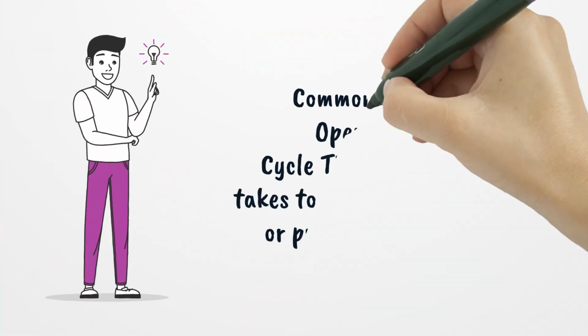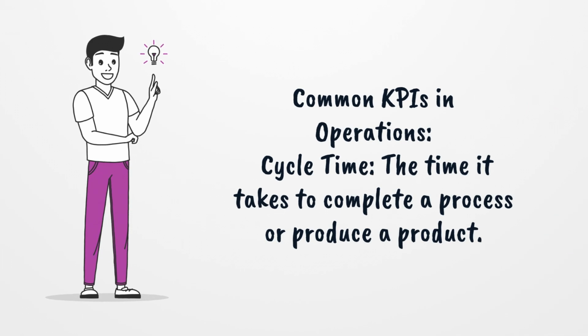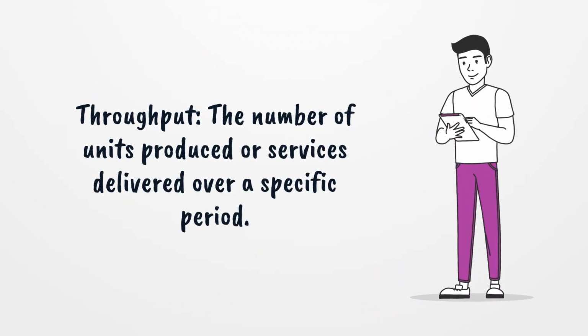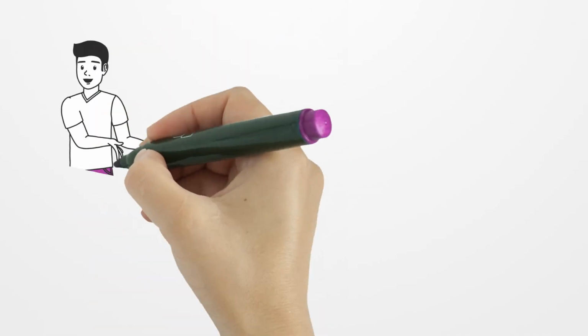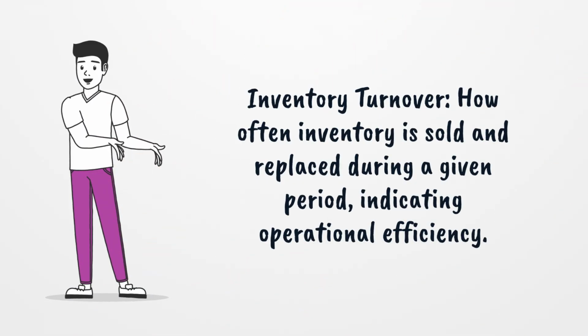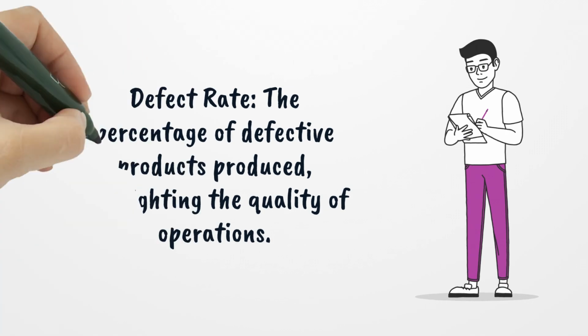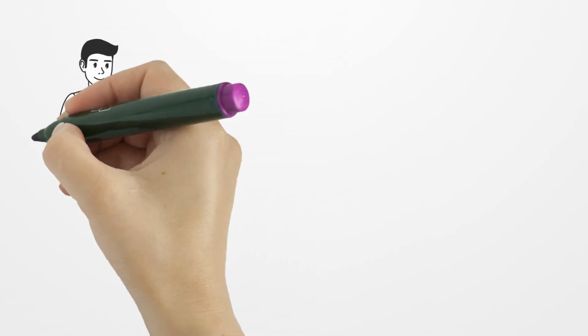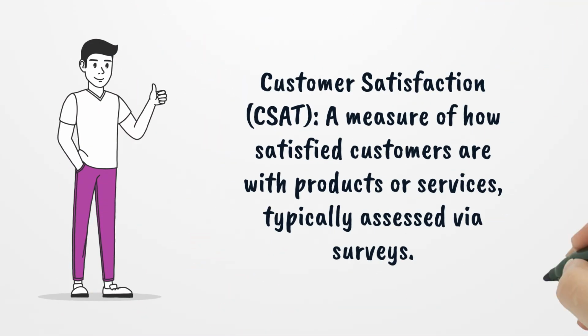Common KPIs in operations. Cycle time, the time it takes to complete a process or produce a product. Throughput, the number of units produced or services delivered over a specific period. Inventory turnover, how often inventory is sold and replaced during a given period, indicating operational efficiency. Defect rate, the percentage of defective products produced, highlighting the quality of operations. Customer satisfaction, CSAT, a measure of how satisfied customers are with products or services, typically assessed via surveys.